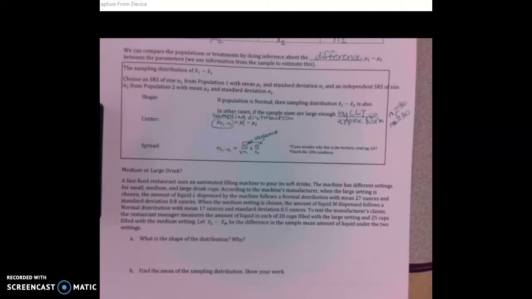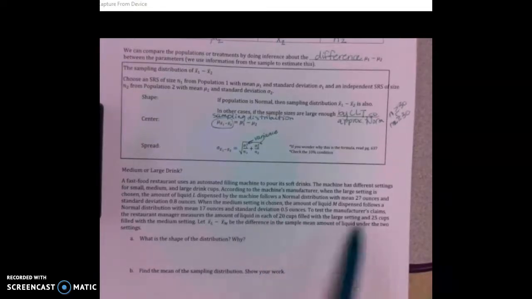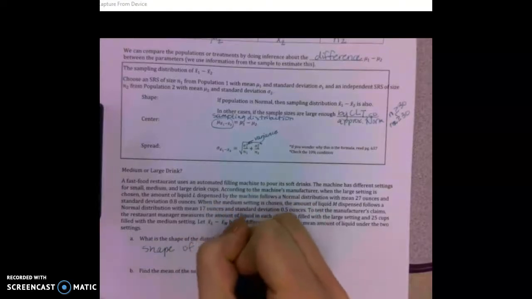When the medium setting is chosen, the amount of liquid M dispensed follows a normal distribution. So they both establish normal, just for you to note, with a mean of 17 ounces and a standard deviation of 0.5. To test the manufacturer's claims, the restaurant manager measures the amount of liquid in each of 20 cups filled with the large setting and 25 cups filled with the medium setting. So we have independent trials where we get our samples from, so the shape is going to be normal because both come from normal distributions.